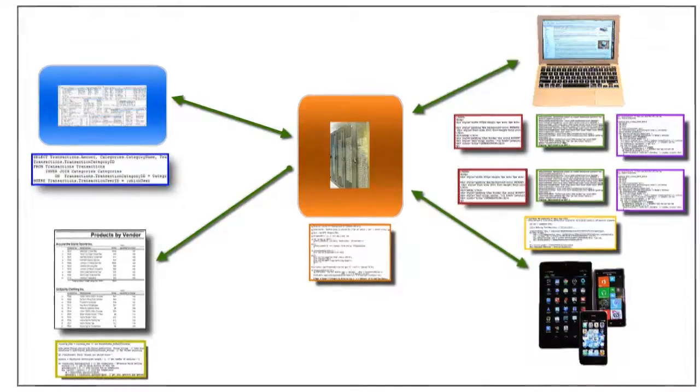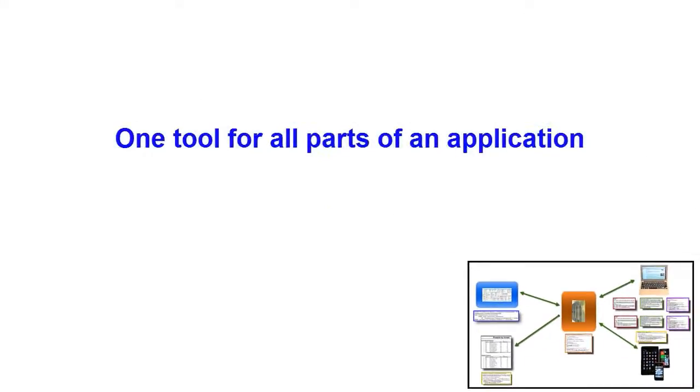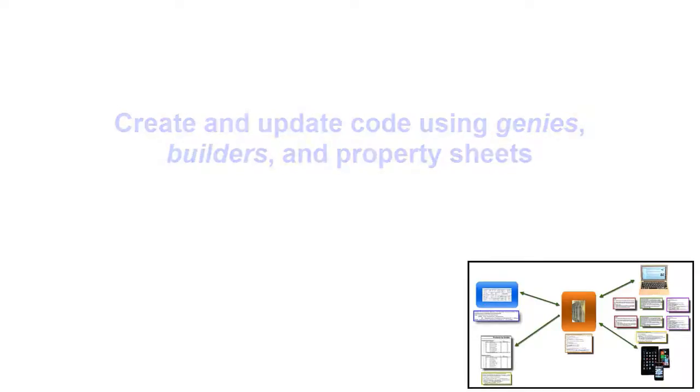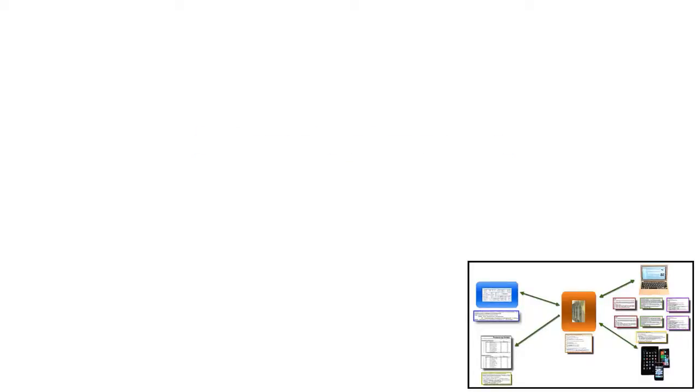Alpha Anywhere addresses this problem. It lets you use one tool to easily develop all parts of an application without needing to do native coding. It does this through step-by-step application development genies and extensive property sheets. However, at any point, when you need to go further, you can drop into native code to customize just the parts you need, be they database queries through SQL, server-side logic, responding to JavaScript events, or tweaking the presentation in CSS. Let's look at how Alpha Anywhere addresses each part of the system.